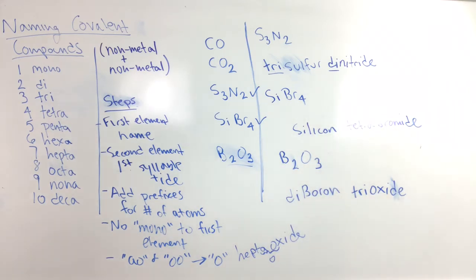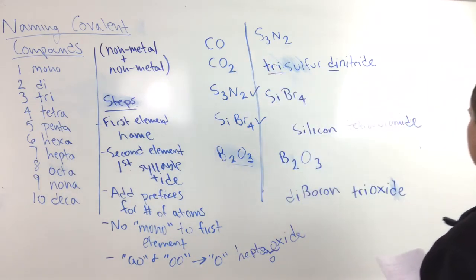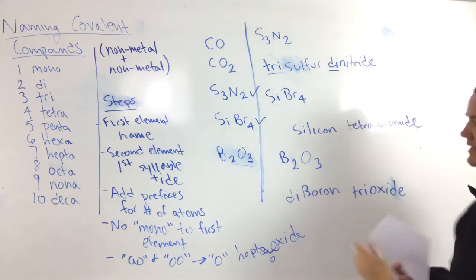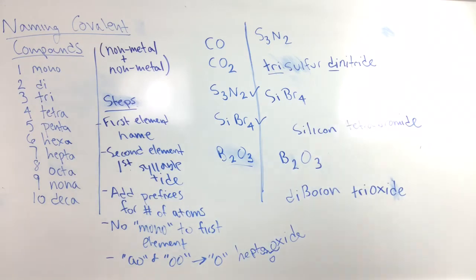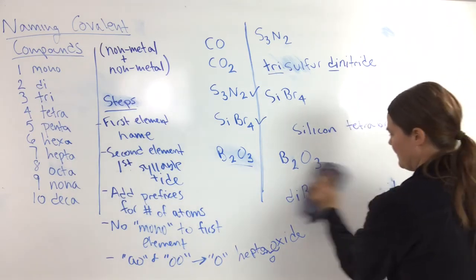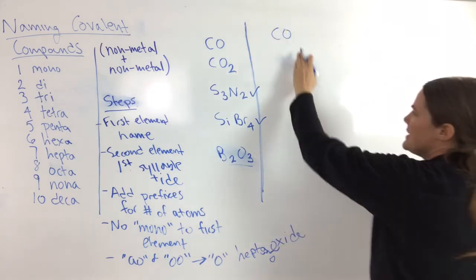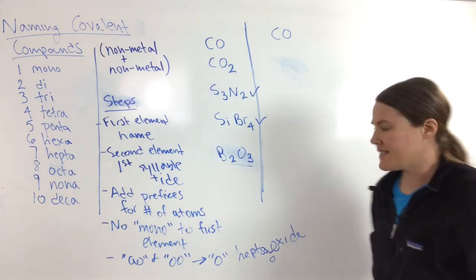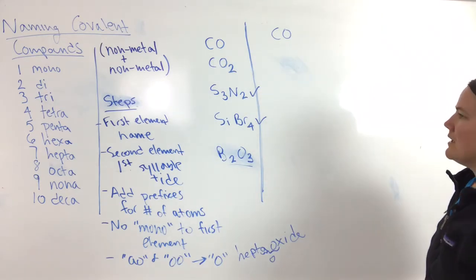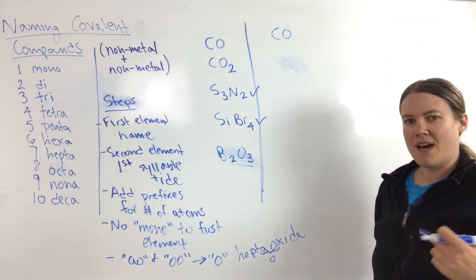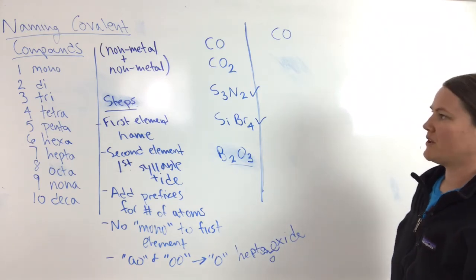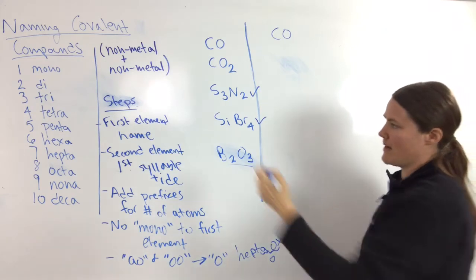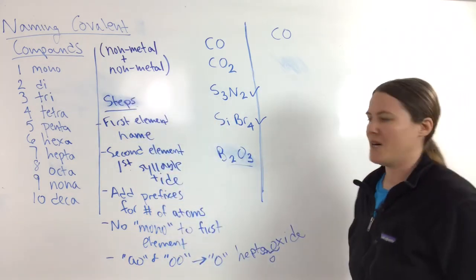Okay, now let's look at CO and CO2. Actually, I'm going to erase these ones that we've done, and then I'll do CO and CO2. Do CO. To name this, let's say we're just given this CO and told to name it. The first thing we need to do is figure out, do we have an ionic bond or a covalent bond? Carbon is a nonmetal and oxygen is a nonmetal. So we have 2 nonmetals, so we know that we have a covalent bond.